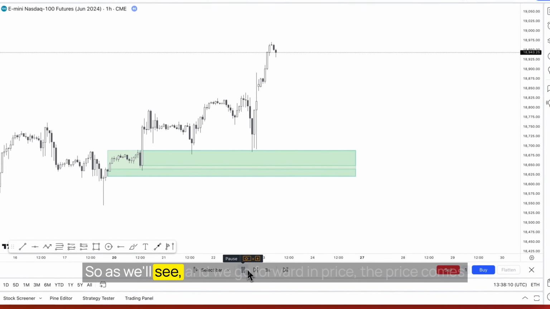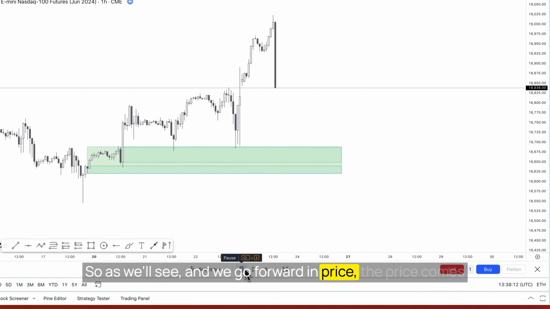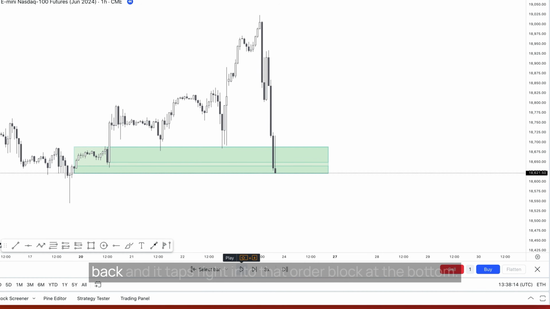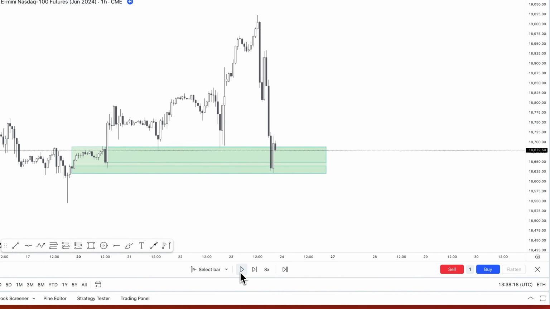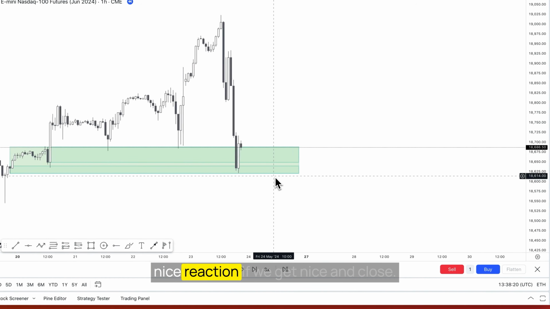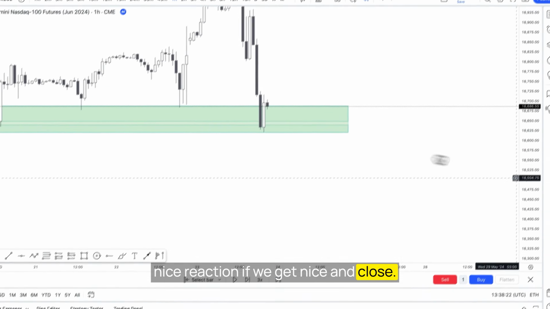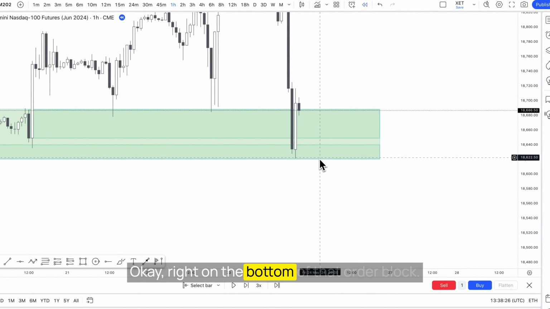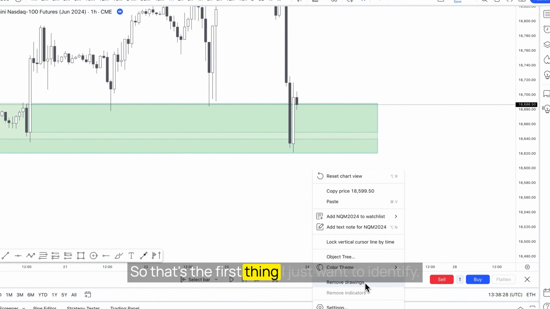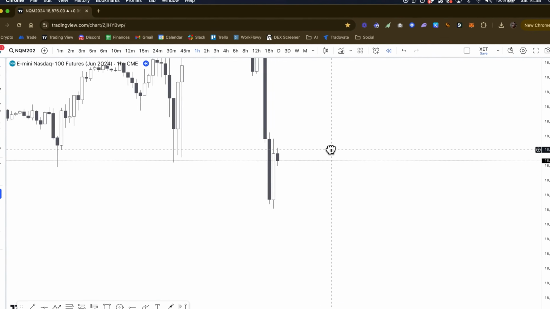So as we'll see, when we go forward in price, the price comes back and it taps right into that order block at the bottom. And you can see that there's a very nice reaction. If we get nice and close, there's a lovely reaction just there, okay, right on the bottom of that order block. So that's the first thing I just wanted to identify.